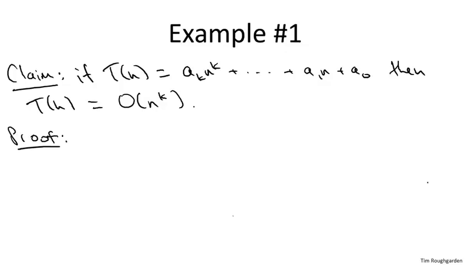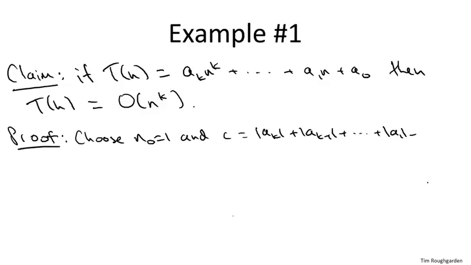So let's work with a constant n_0 equal to 1. That's a very simple choice of n_0. And then c we're going to pick to be the sum of the absolute values of the coefficients. So the absolute value of a_k plus the absolute value of a_(k-1), and so on. Remember, I didn't assume that the original polynomial had non-negative coefficients. So I claim these constants work in the sense that we'll be able to establish the definition of big O notation. What does that mean?